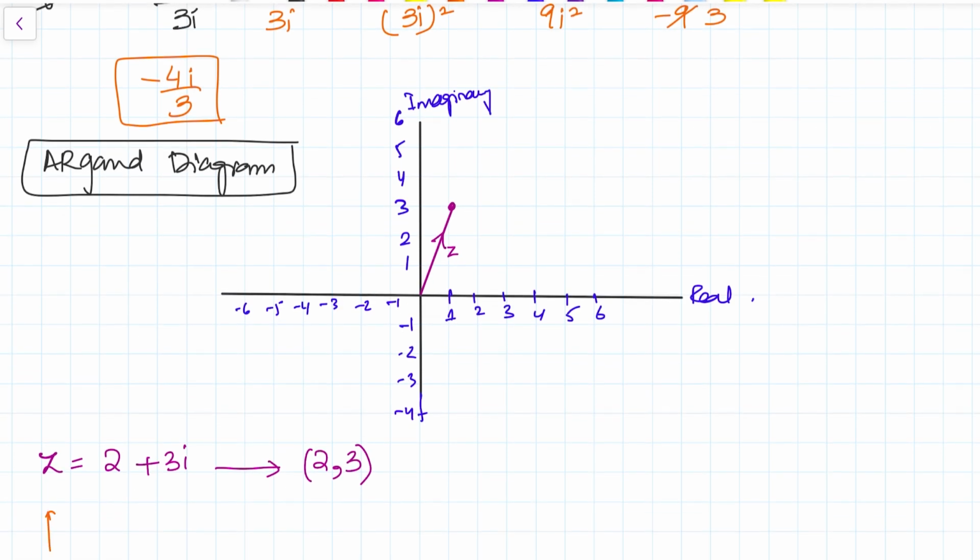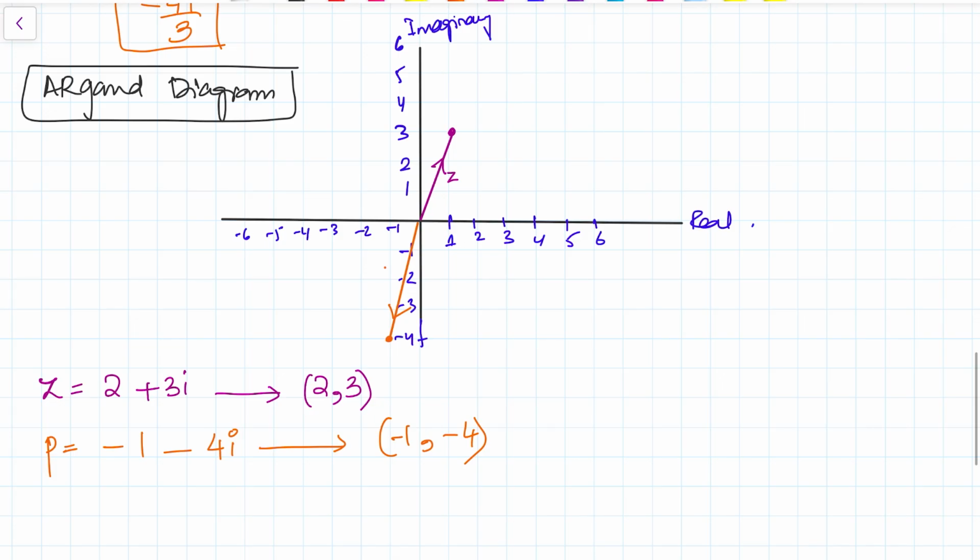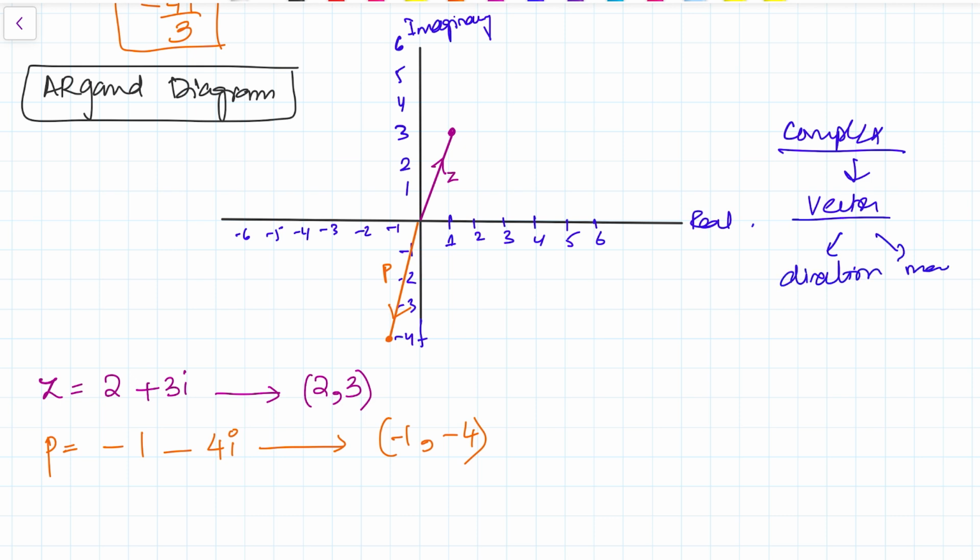Let's do another complex number. P is equal to minus 1 minus 4 iota. So it becomes (minus 1, minus 4). Minus 1 comma minus 4 is this. This is going to be my complex number P. And this is exactly how we need to plot the complex number on an Argand diagram and join them with the origin. And since these are lines with magnitude and a direction, you can say complex numbers are vector quantities, because they have a direction and they also have a magnitude. I hope this concept is clear.